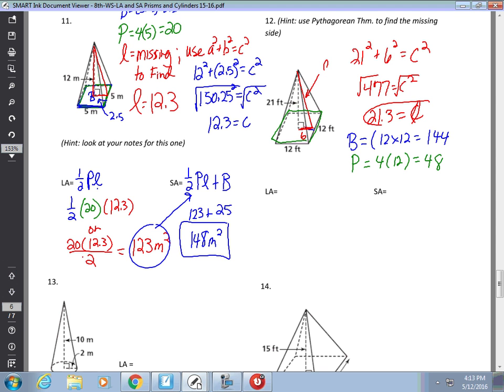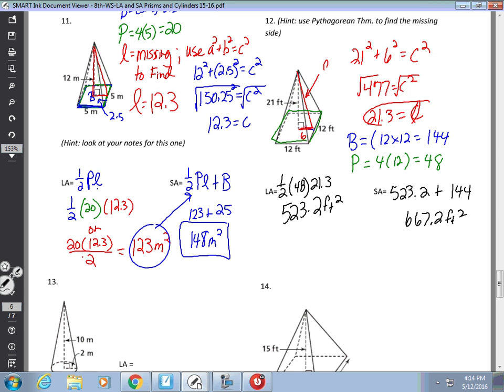So I'm doing 1/2 lateral, 1/2 our P, 48, and our slant height, 21.3. So this decimal answer comes out to be, I believe, 523.2 feet squared. And so for our total surface area, I already know the lateral area is 523.2. Now I just add my base, which was 144, and this comes out to 667.2 feet squared.